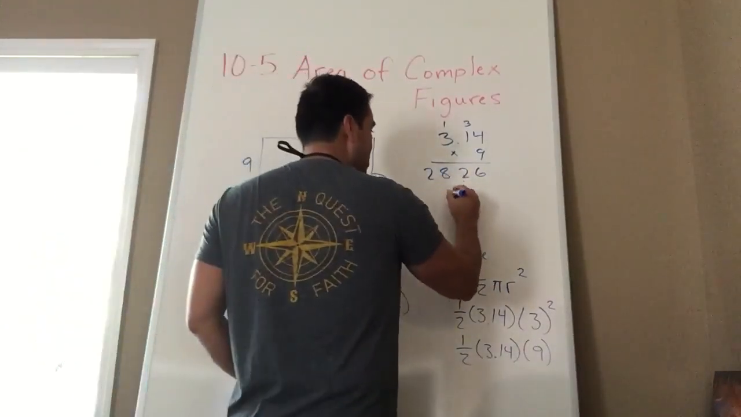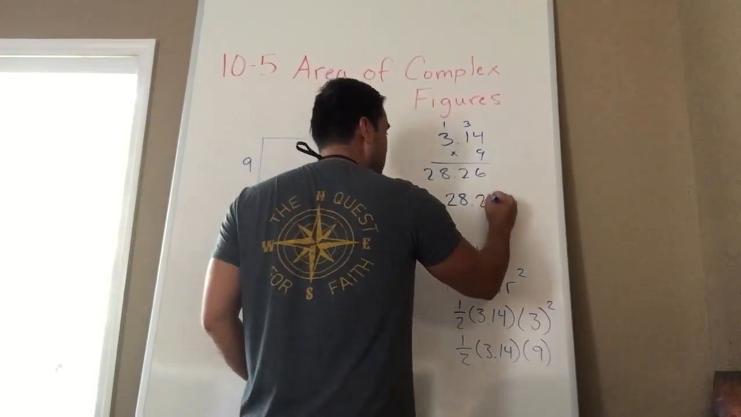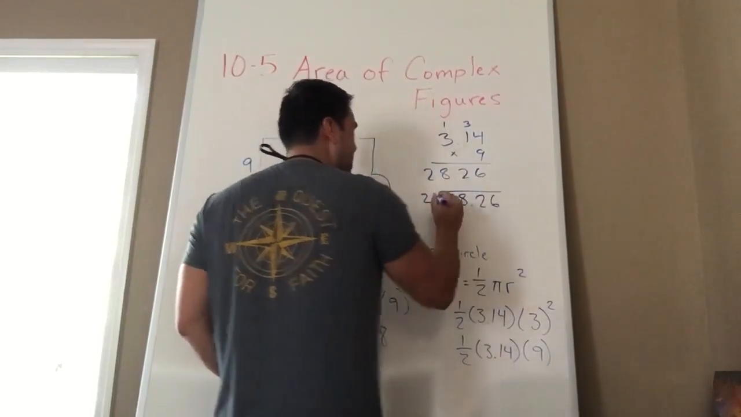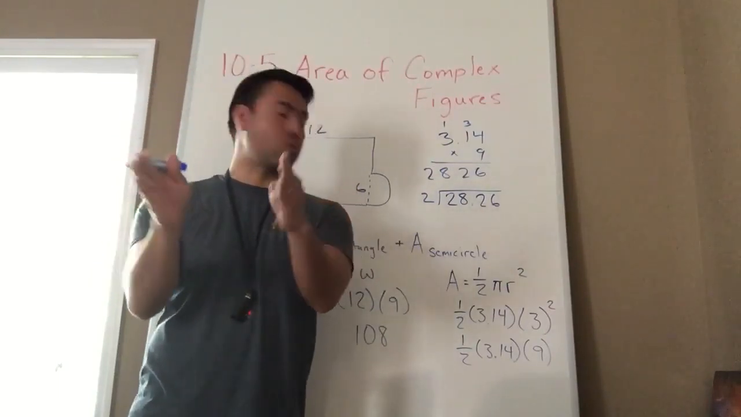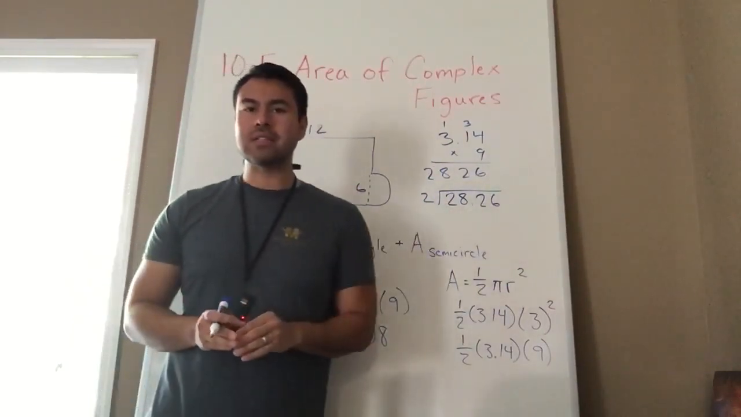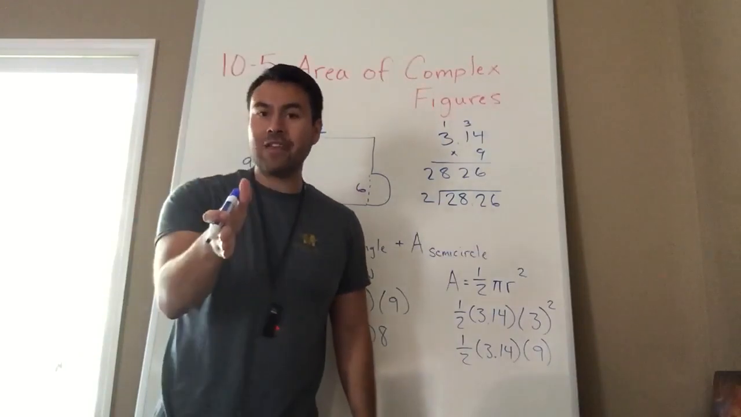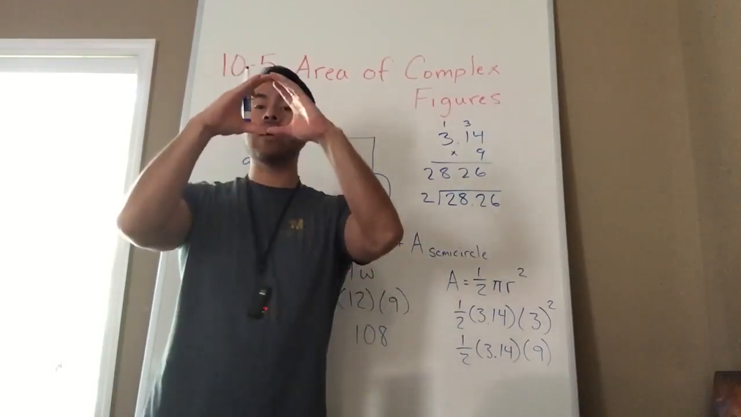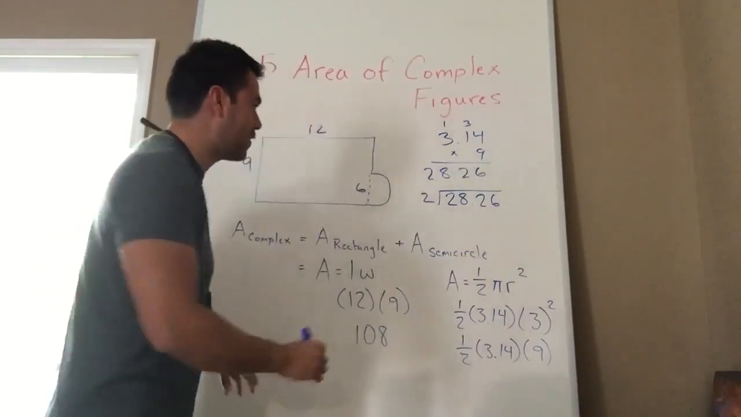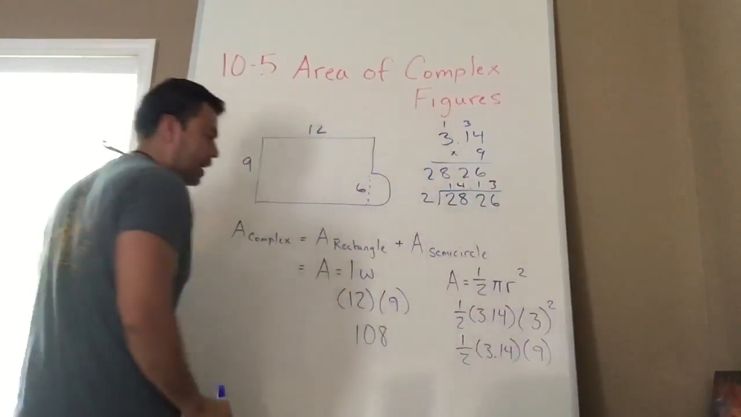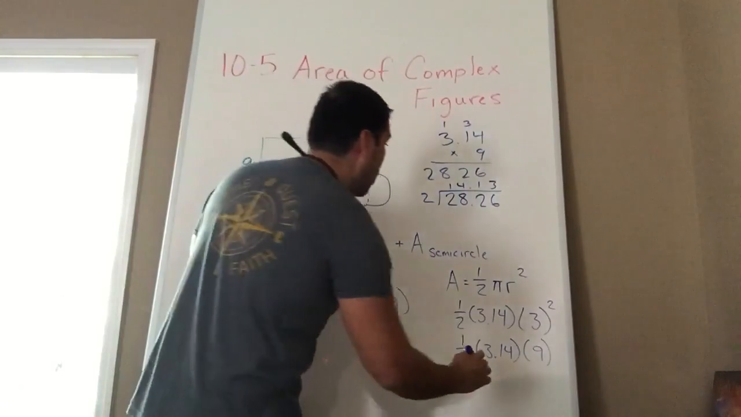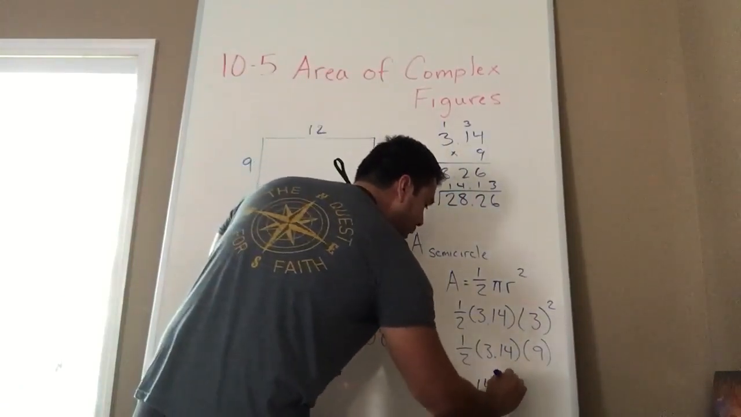So I'm going to take this 28.26 and divide by 2. Think of it this way. If I have the area of the whole circle, which is 28.26, how do I find only half of it? I can divide that area by 2, and that'll give me the half circle. So I got 14.13.